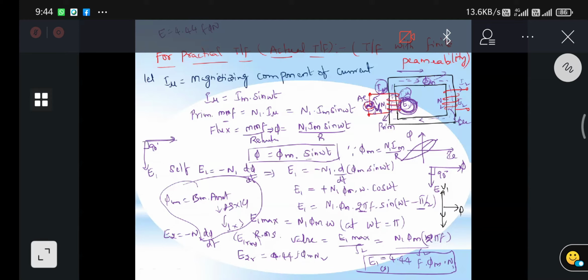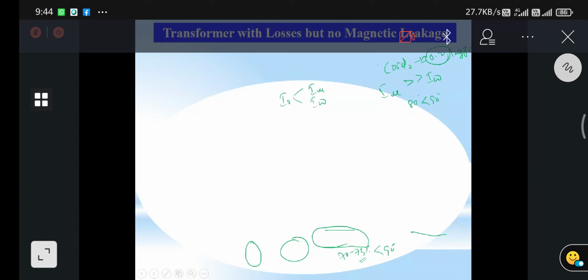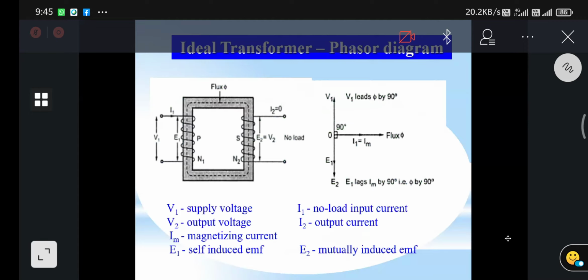From that I have discussed the EMF equation of the transformer, with E1 and E2 respectively here. So this is the ideal transformer phasor diagram. So you can see, in that ideal transformer phasor diagram, you can take here.